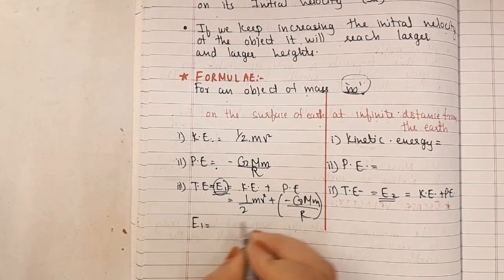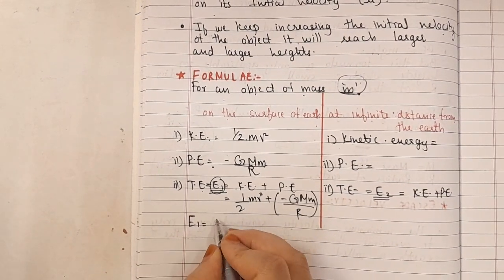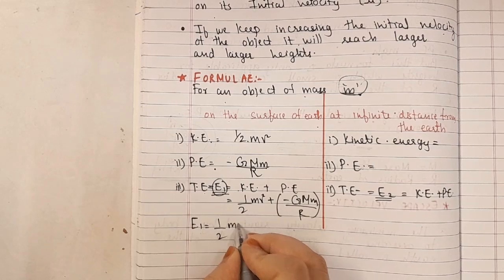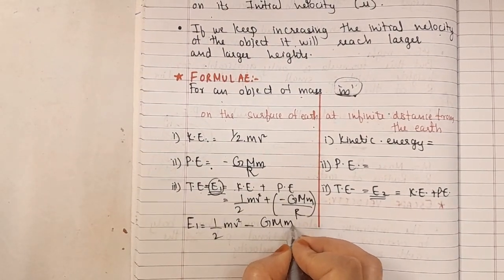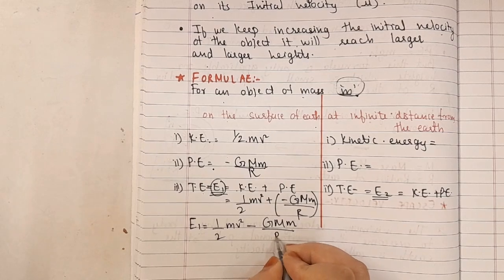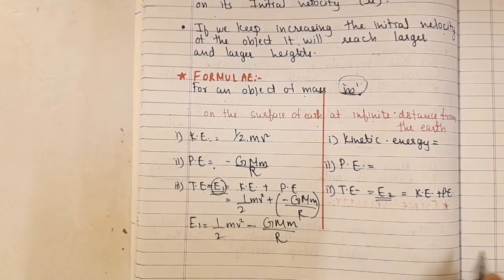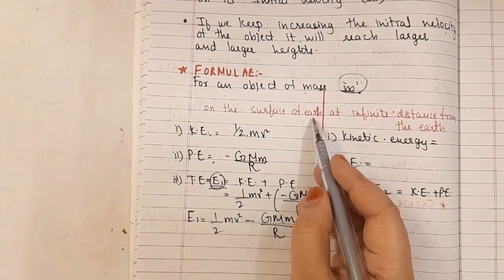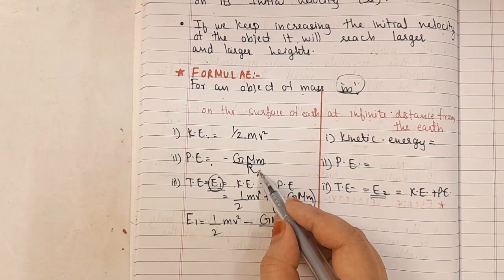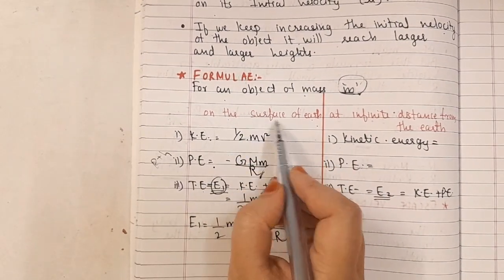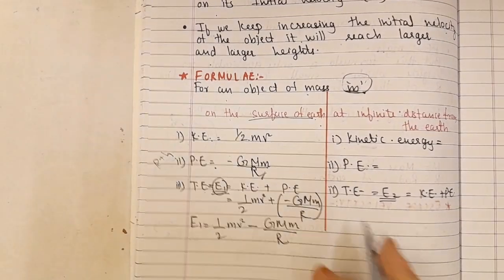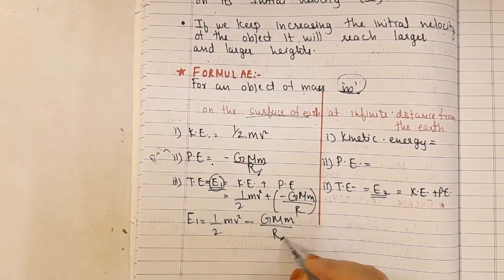E1 is equal to half mv square minus GMm upon r. This is on the surface of the earth, that is why we are having only r. We are not having r plus h, because our object is on the surface of the earth. So this will be only r.